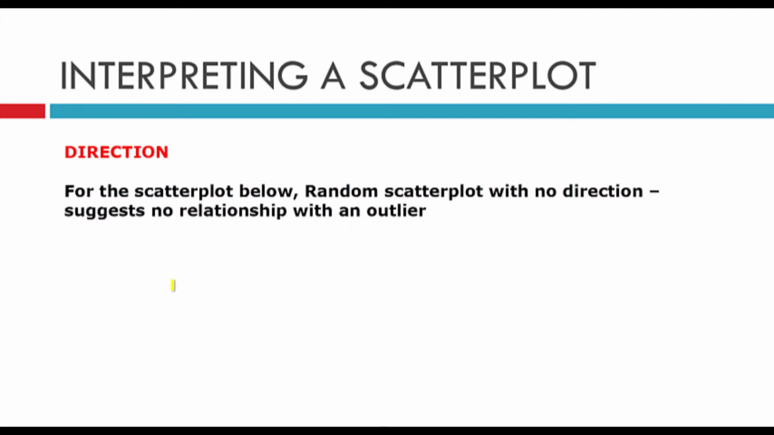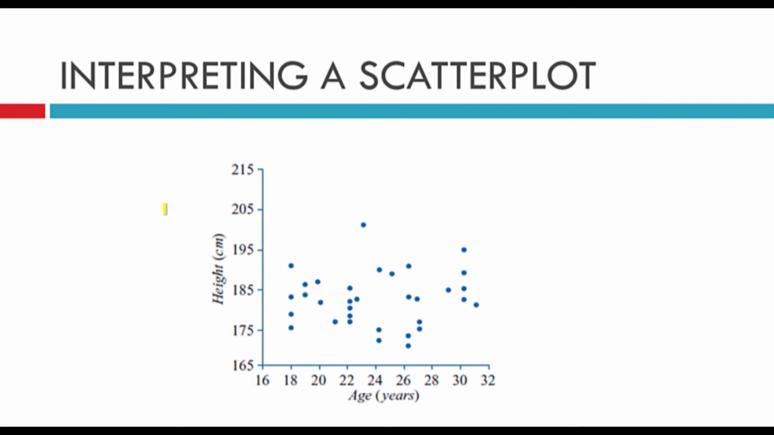For the scatter plot below, we can see there is a random scatter plot with no direction. And this suggests that there is no relationship and it could have an outlier. We can see that this scatter plot over here is all over the place, and there seems to be a little outlier out there. Not necessarily, but we can sort of look at it. If it was further out, we could say more.